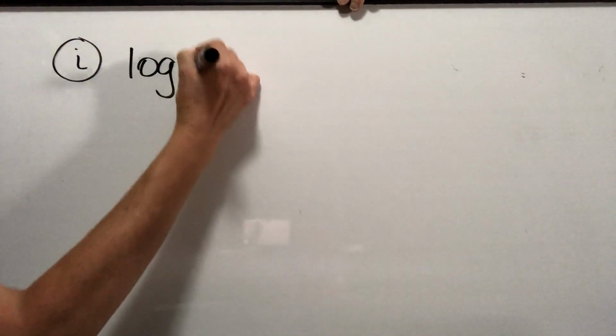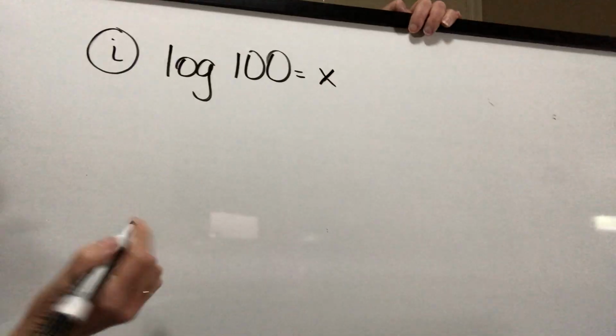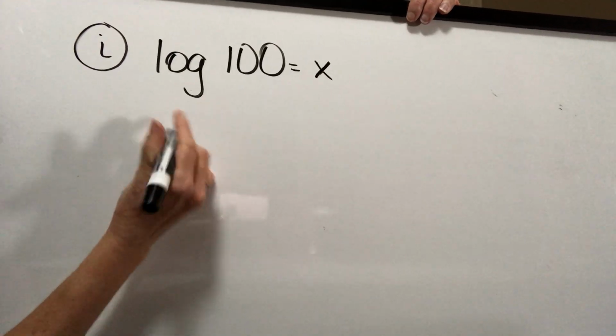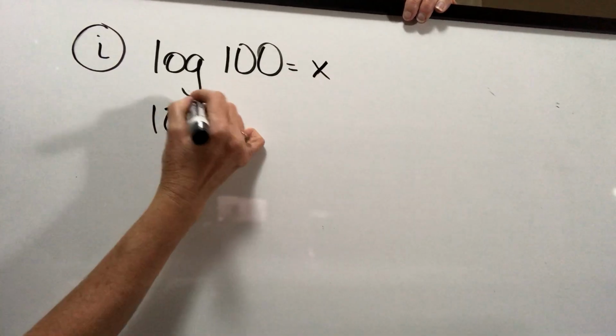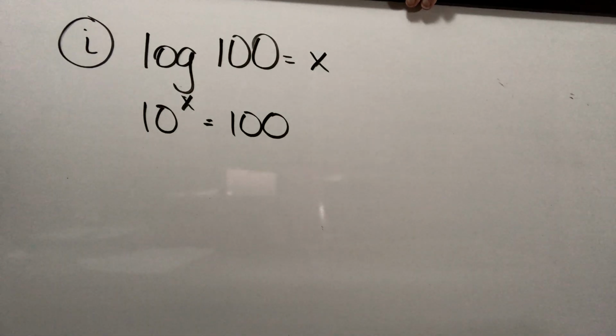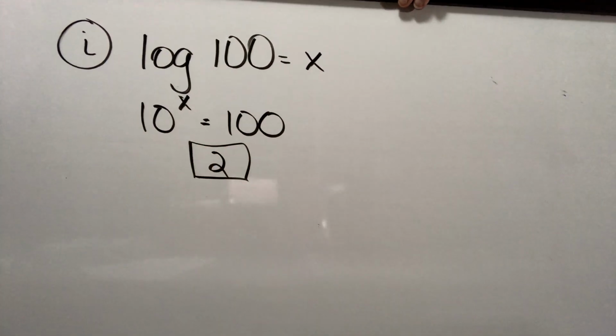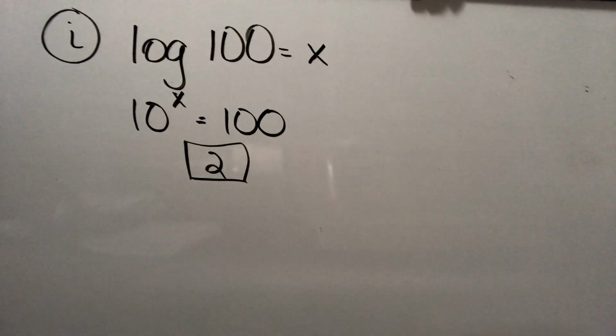Okay, so in part I, we have log of 100. We don't know what it is, so you can say it equals x. Without a base, we know that to be a 10, raised to the x power is 100. So 10 to what power is 100? Well, 10 squared is 100, so that would have to be 2. So part I would be 2.